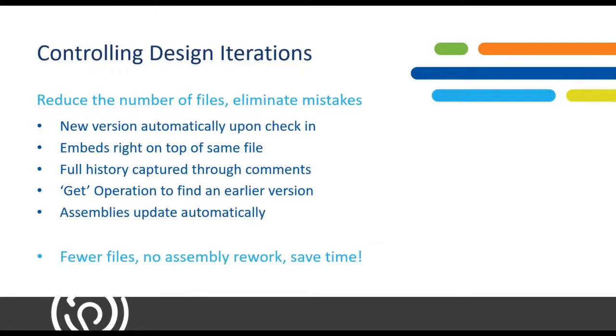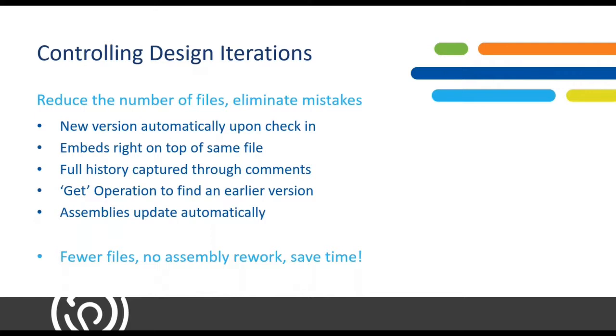Okay, and I'm just going to highlight a couple of things that we discussed. A new version is automatically created, and that change is saved on top of the file in the vault, but as a different version. You can see the full history of that through the comments, and you can use a get operation, which I did several times, to get an earlier version. And then the assemblies update automatically when you do the get.